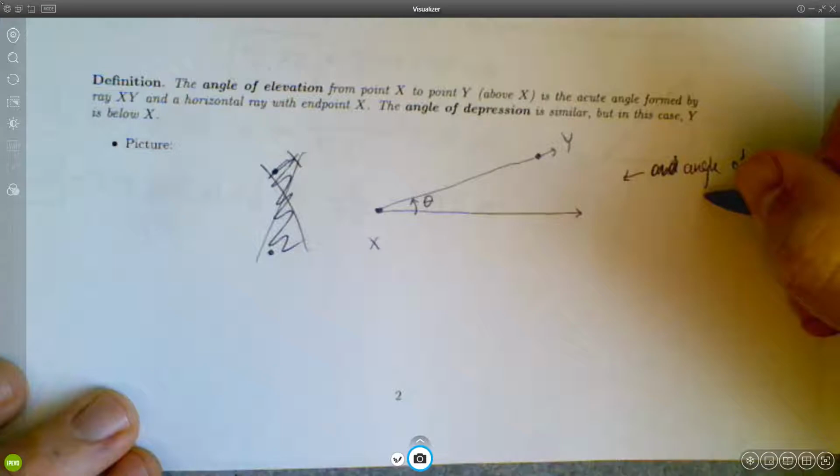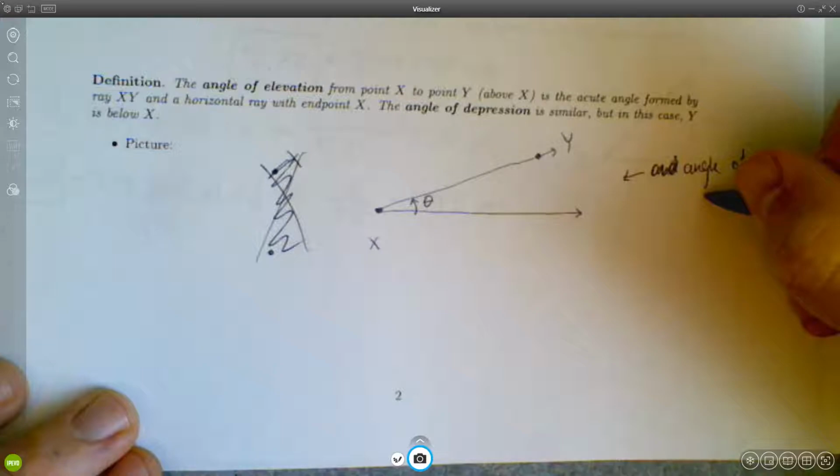The angle of depression is similar, but in this case Y is below X. So maybe X is over here and Y is down here. Then the angle of depression is this angle right here, right? Angle of depression. Okay, so that's the idea that we're going after.